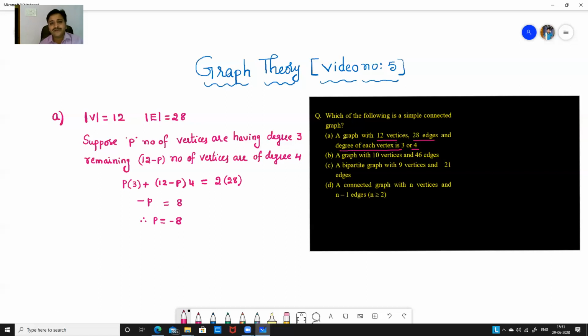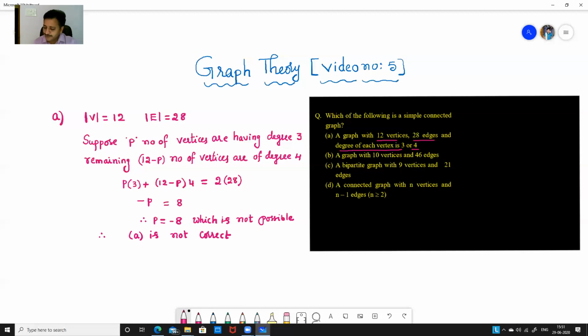Is it possible to have a negative number of vertices? No. Therefore, the given option A is not a simple graph. P equal to minus 8 is not possible. We cannot take minus 8. Therefore, option A is not correct.